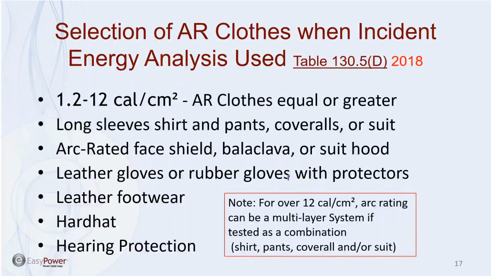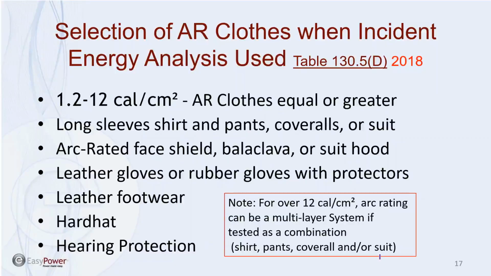And this is some of the newer sections in 2018. So 1.2 to 12 calorie arc rated clothes are equal to or greater. So then you can layer up to that level, and even for over 12 calories, if the system is tested as a combination, pants, coveralls, and suit, you can layer those systems and actually get it to a higher level. And usually it'll be more than the addition of one versus the other. It'll actually be a significant increase because of the air in between. So that's a good thing about using an incident energy analysis.